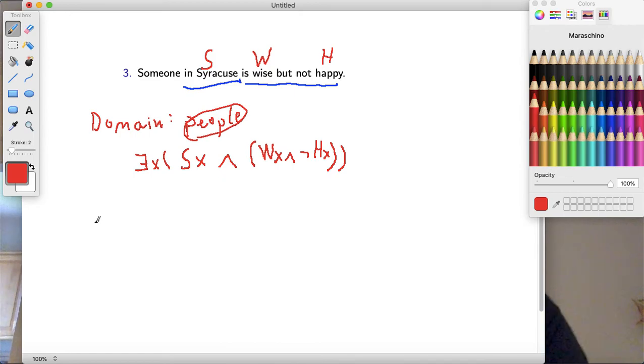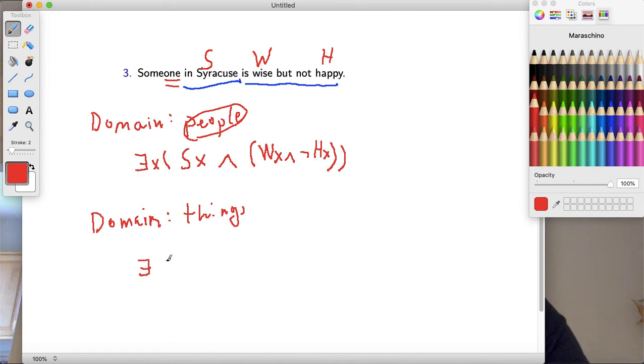However, if we liked, we could also symbolize this in a domain that is wider than just people, a domain that includes things in general. But still, of course, this English sentence is only talking about people, right? It's saying someone, some person. So now to make that restriction to people explicit, I have to add an additional condition into my restrictor predicate.